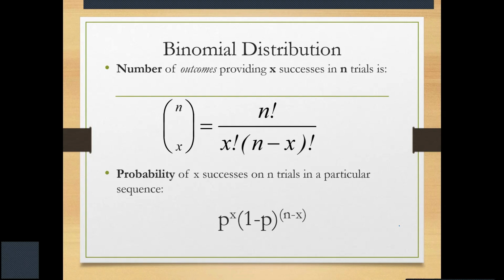So the binomial distribution has two parts to it. One is the number of ways that you can get X successes out of N trials. And the formula for that is n factorial divided by x factorial times n minus x factorial. Recall that factorial means you take the number and multiply it by the next lowest number, and then the next lowest number, and the next lowest until you get to 1, and then you're done. So that's one part.